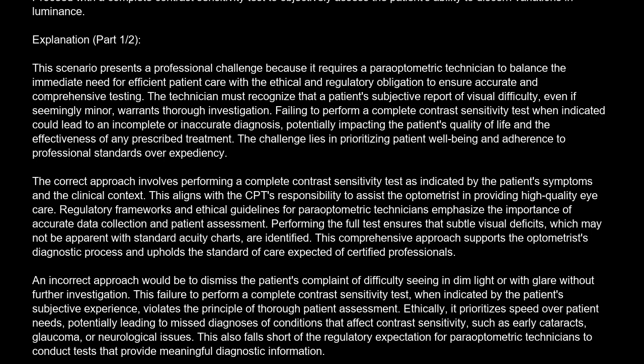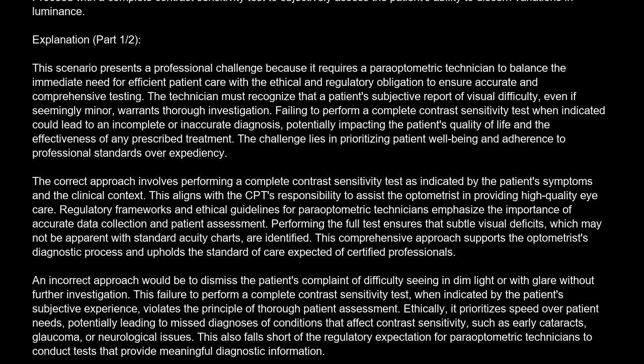The technician must recognize that a patient's subjective report of visual difficulty, even if seemingly minor, warrants thorough investigation. Failing to perform a complete contrast sensitivity test when indicated could lead to an incomplete or inaccurate diagnosis, potentially impacting the patient's quality of life and the effectiveness of any prescribed treatment. The challenge lies in prioritizing patient well-being and adherence to professional standards over expediency.